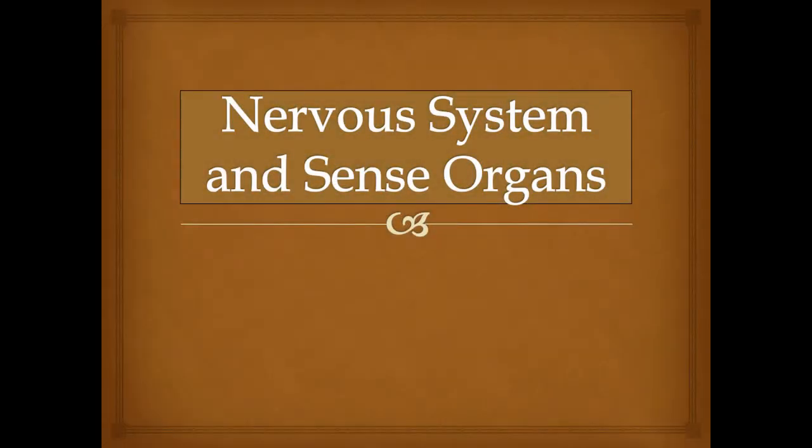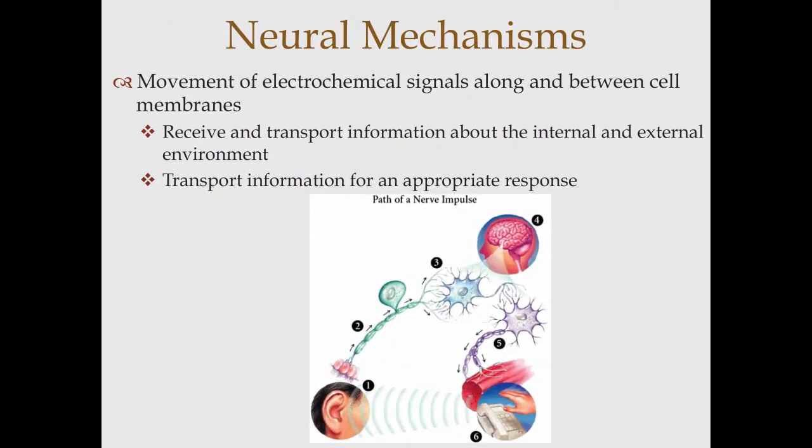In this lecture, we're going to talk about nervous systems and sense organs in animals. Well, let's first talk about what happens in a nervous system. We're talking about the movement of electrochemical signals along and between cell membranes. For example, you receive information about the external environment if you hear a phone ring. That information is transferred to your brain, which processes it and then sends another electrochemical signal to your muscles to affect some behavior.